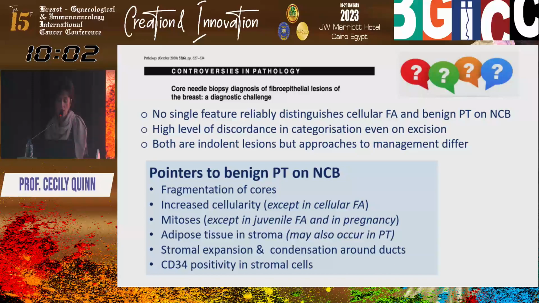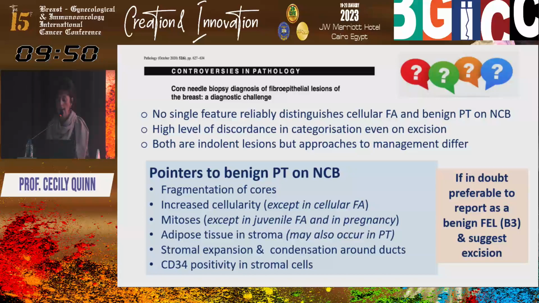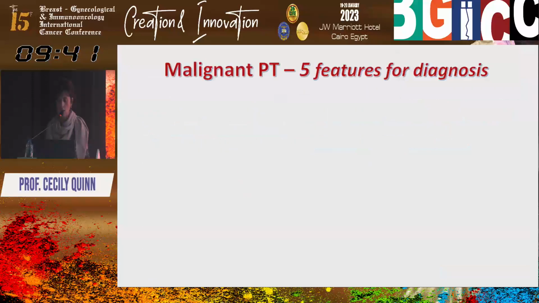Clearly, we don't routinely use immunohistochemistry. It's very much a diagnosis based on morphology, taking account of the radiological findings. I do find fragmentation and cellularity to probably be the best. And again, as I said earlier, if in doubt, report as a benign cellular fibroepithelial lesion B3 and suggest excision.